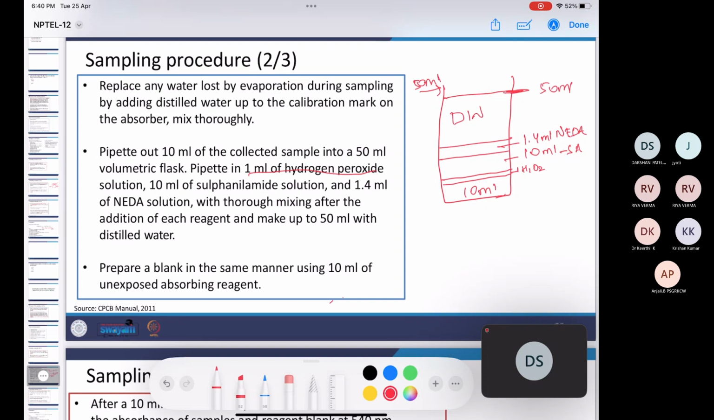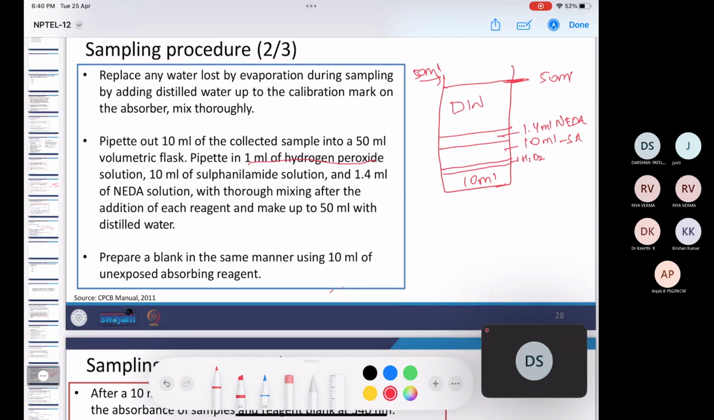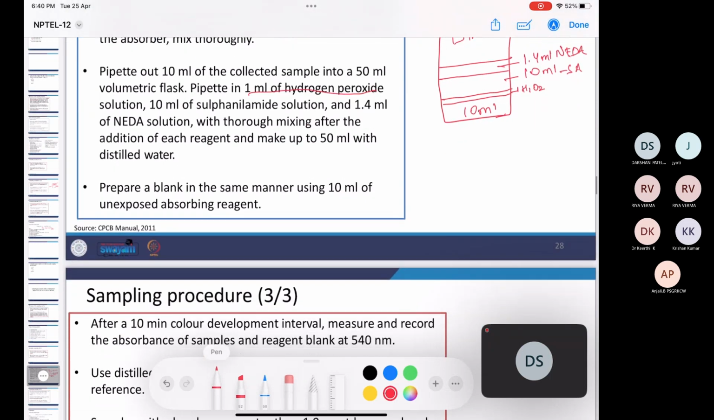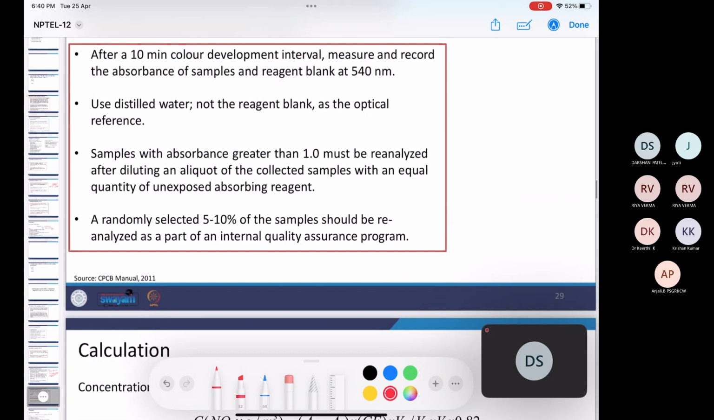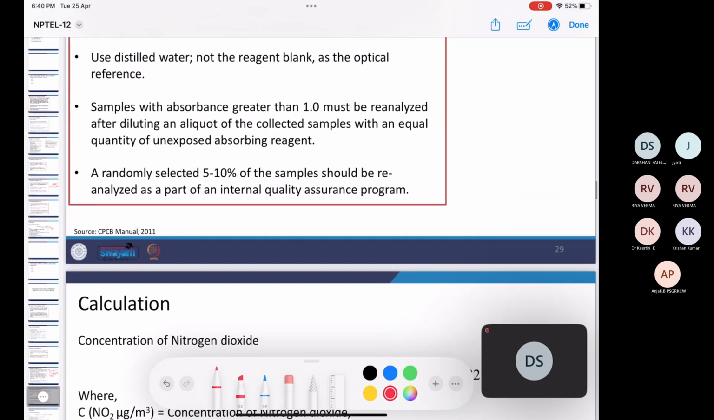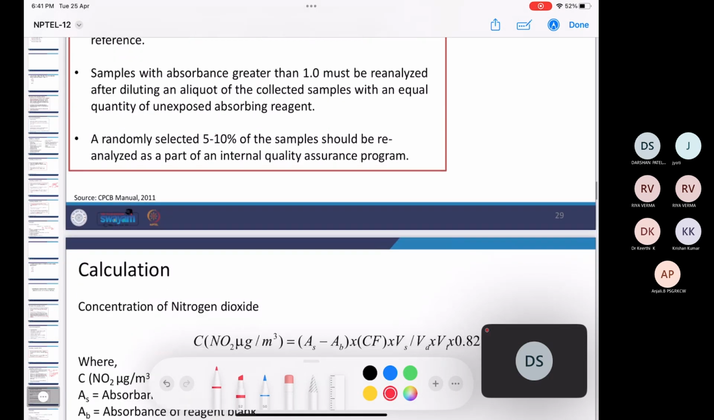And in the same manner, we prepare a blank solution using 10 ml of unexposed absorbing reagent. After a 10-minute color development interval, we measure and record the absorbance of the samples and the reagent blank at 540 nanometers. Samples with absorbance greater than 1 must be reanalyzed after diluting an aliquot of the collected sample with an equal quantity of unexposed absorbing reagent.